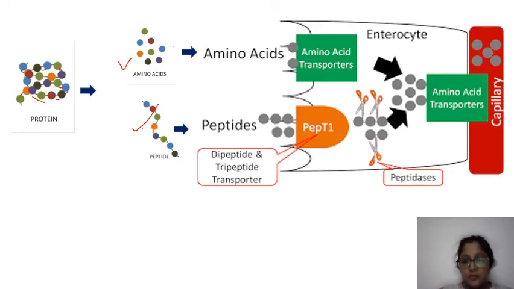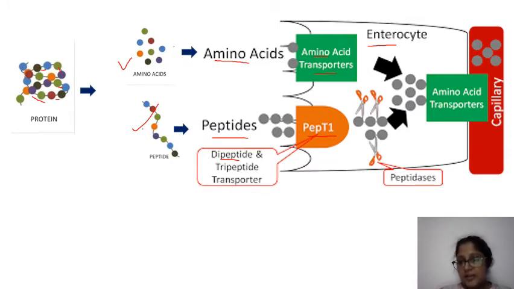So now you can see over here again, this is the villi of the small intestine. We have amino acids and a few peptides in the form of dipeptides and tripeptides. Amino acids directly move into the enterocyte by active or passive diffusion, and over here the peptides, like the dipeptides and tripeptides, are being carried by PepT1, that is the dipeptide and tripeptide transporter, to the enterocyte.